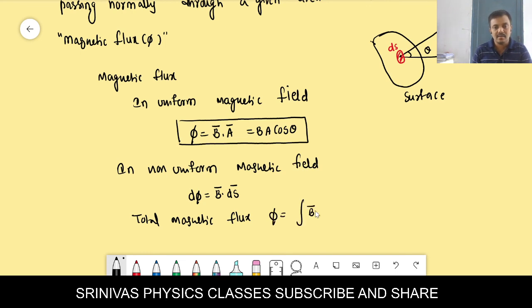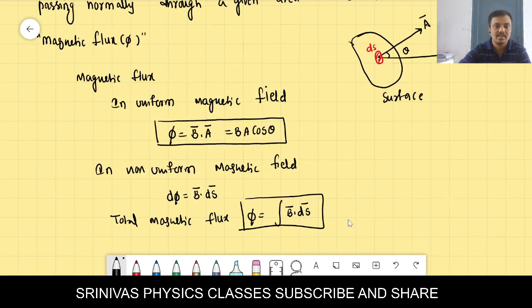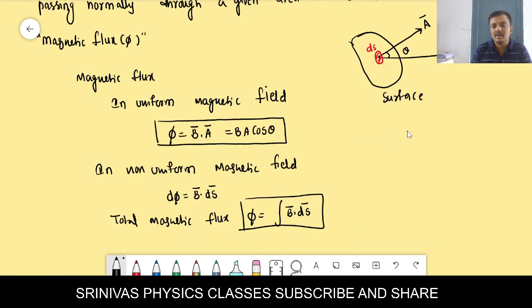That is the integration of B bar dot dS bar. We have to do the integration. What is B in this and what is A? B is the magnetic induction, and A bar is the area vector.